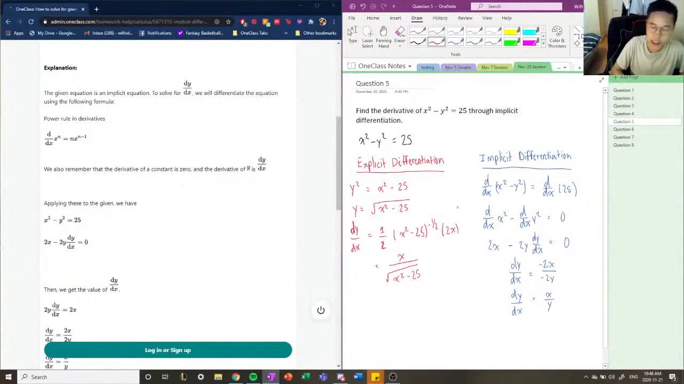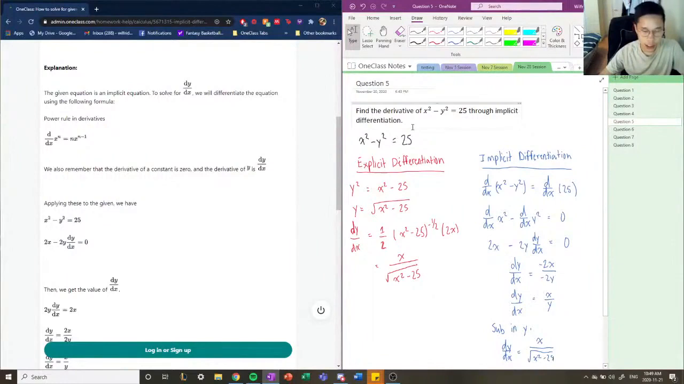In this case, since our function is actually easily isolated for y, we can sub y back in here, right? So if we were to sub in y, we can get dy over dx equals x divided by y, where y equals the root of x squared minus 25, so the root of x squared minus 25. And we get the same thing. So we know that we implicitly differentiated correctly.